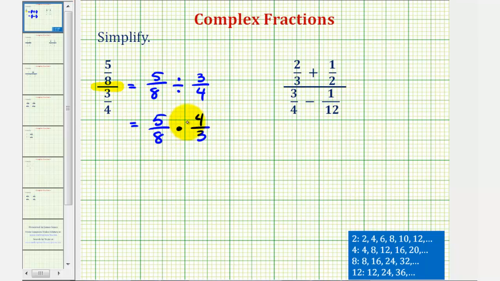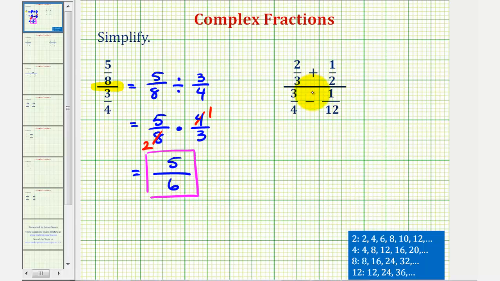Notice that 4 and 8 share a common factor of 4. There's 1 4 in 4, and 2 4s in 8. And now we can multiply, knowing our product will be in simplest form. So we have 5 times 1 for the numerator, and 2 times 3, or 6, for the denominator. This complex fraction simplifies to 5/6.